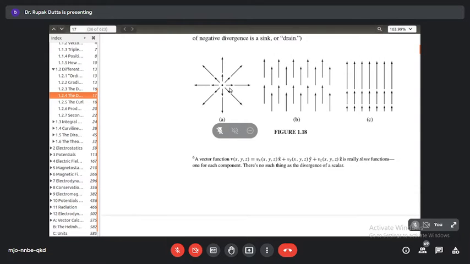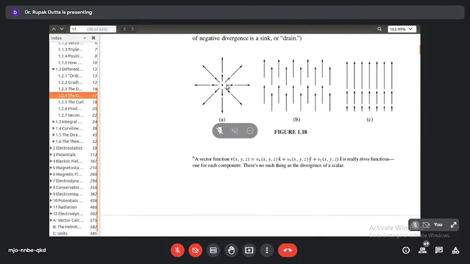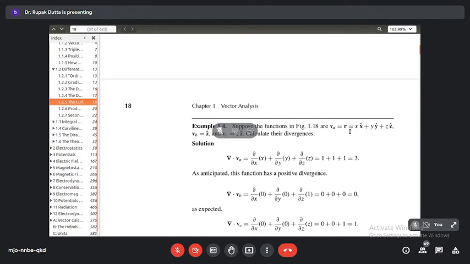So in this case, the vector for this particular graph will be represented by x cap plus y cap. And if it is 3-dimensional, with the z-axis coming out of the page, then it will be x cap plus y cap plus z cap.